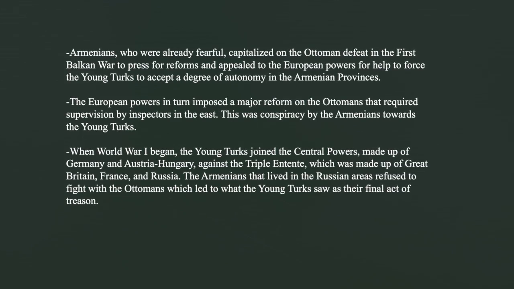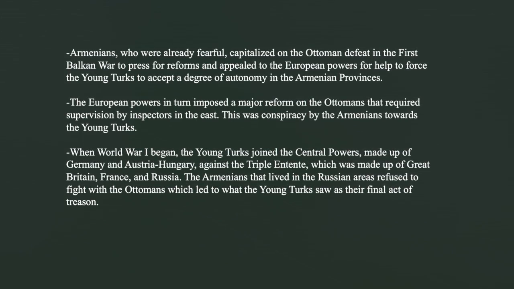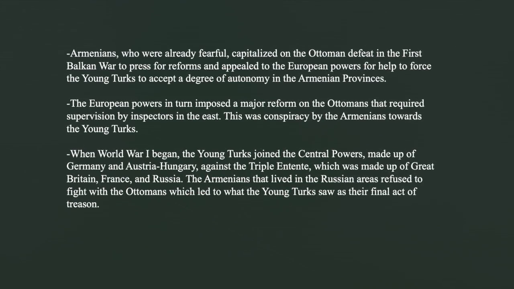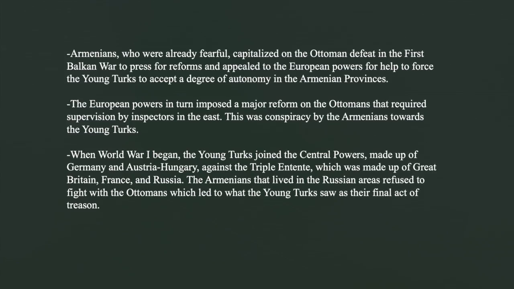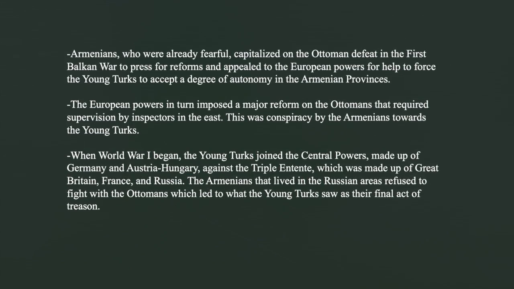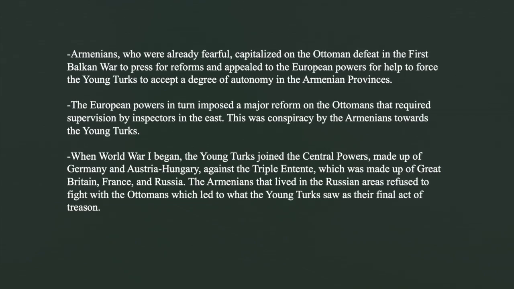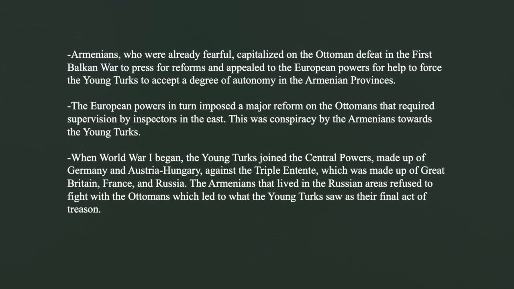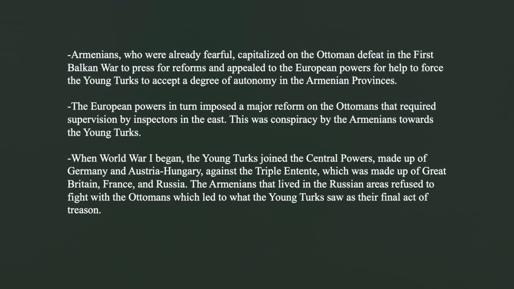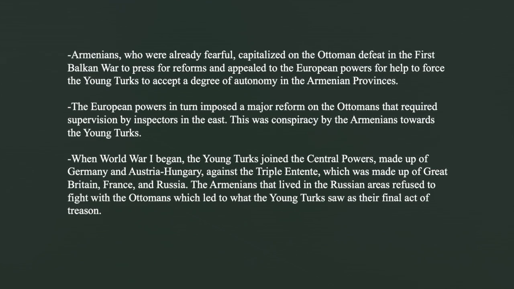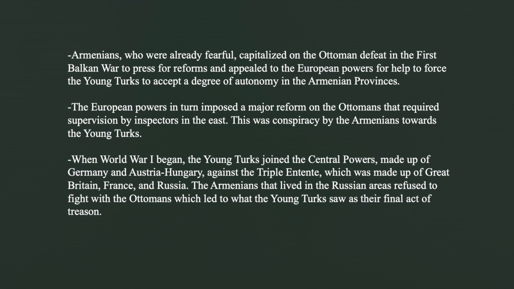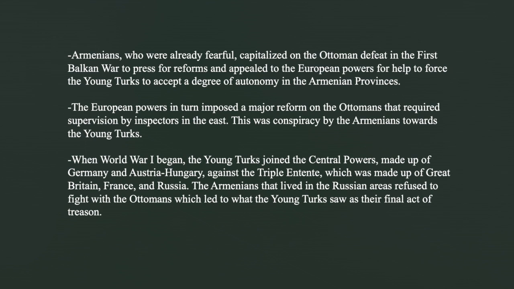When World War I began, the Young Turks joined the Central Powers, made up of Germany and Austria, against the Triple Entente, which was Great Britain, France, and Russia. The Armenians who lived in the Russian areas refused to fight with the Ottomans, which led to what the Young Turks saw as their final act of treason, even though they knew that some Armenians lived in Russia and some lived in Turkey, which kind of caused a drift between them. And so that was their final act, and that is when the Armenian Genocide began.